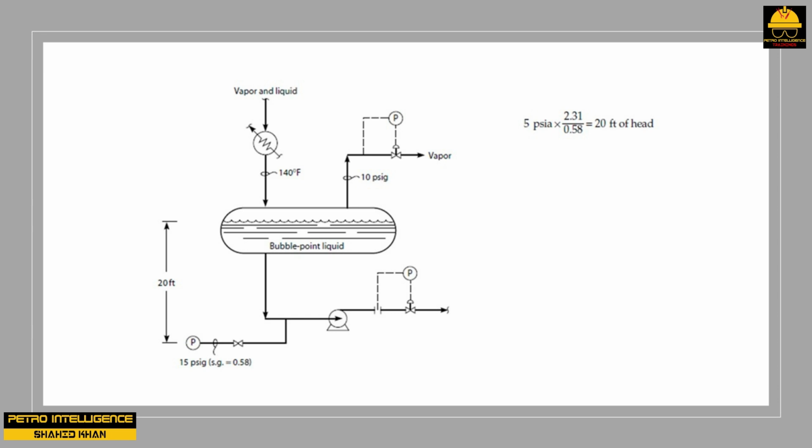Well, the liquid is cooled by 5 degrees Fahrenheit after it leaves the drum. The cooled liquid is not in equilibrium with the vapor in the drum. It has been subcooled by 5 degrees Fahrenheit. This means that the bubble point liquid has been cooled without altering its composition. The vapor pressure of the liquid has been reduced.